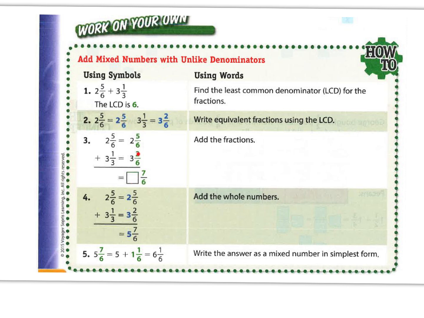So 5 sixths plus 2 sixths is 7 sixths. Then you add the whole numbers. 2 plus 3 is 5. And then it says you need to write the answer as a mixed number in simplest form. So that 7 sixths becomes 1 1/6. So you can't leave it as 5 7/6. You have to change it as 5 plus 1 1/6 to get 6 1/6.